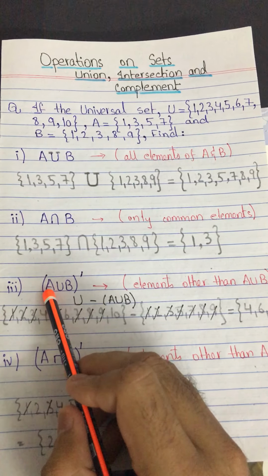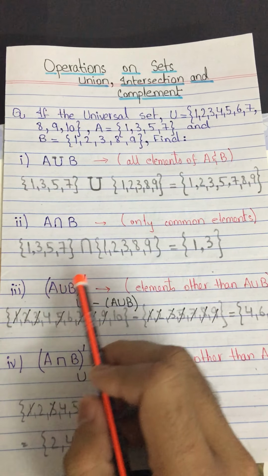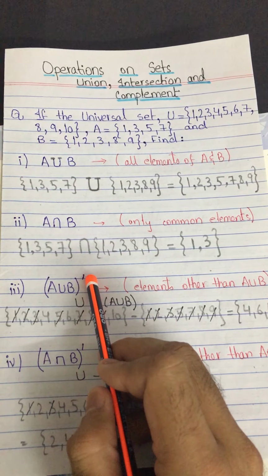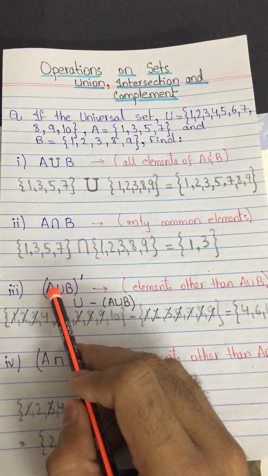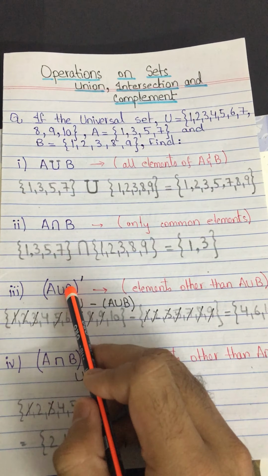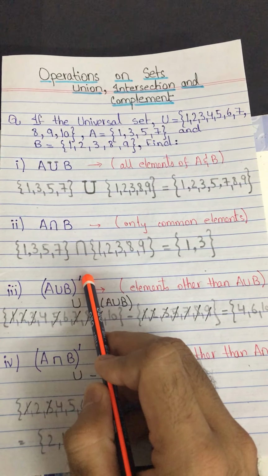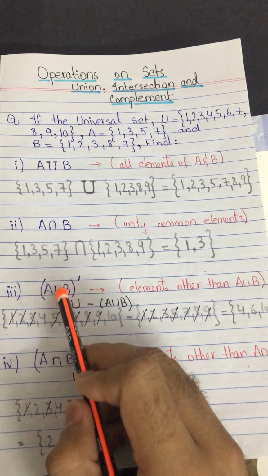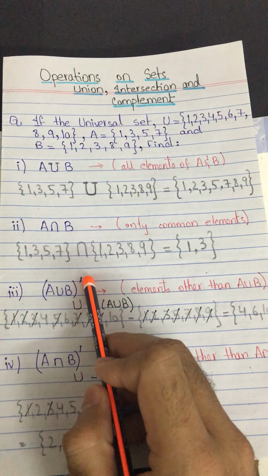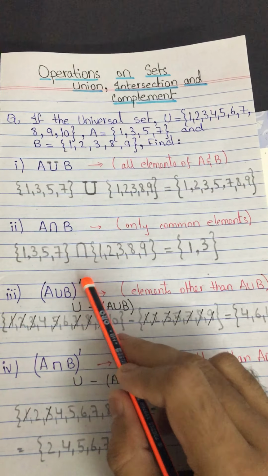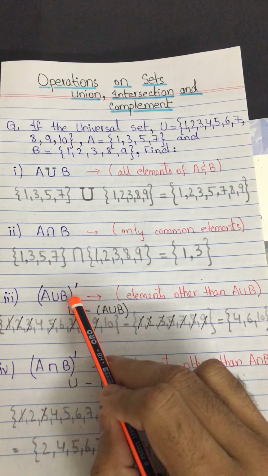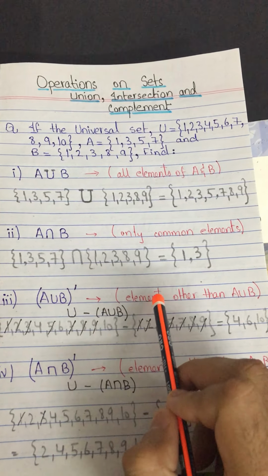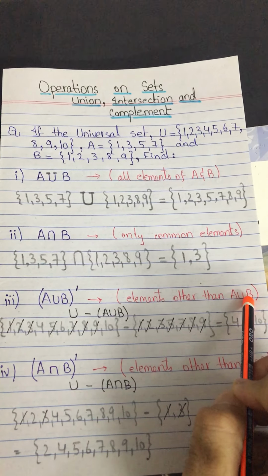The third part is A union B whole complement. This is the representation of complement, a dash, and since it is on the whole bracket, A union B is inside the bracket and the complement is outside the bracket. So I am reading it as A union B whole complement. And complement means elements other than A union B will be the answer.